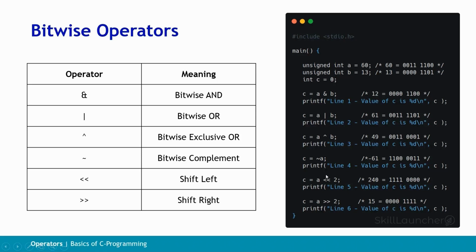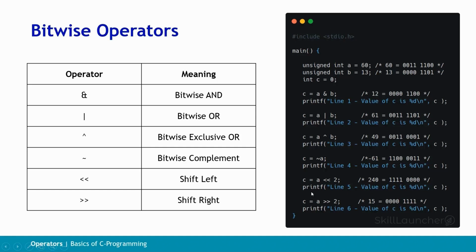Now comes the bitwise complement. It is also known as binary ones complement operator. It is unary and it has the effect of flipping the bits. So it just flips the bit. If we do complement of A, that is complement of 60, so 0 gets converted to 1 and 1 gets converted to 0, so this will be the result.